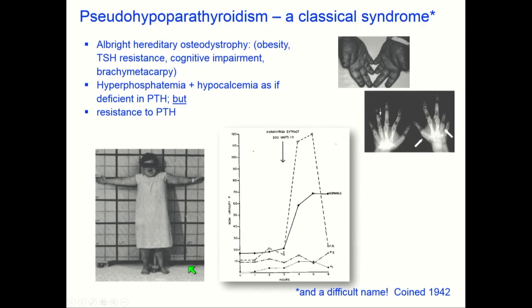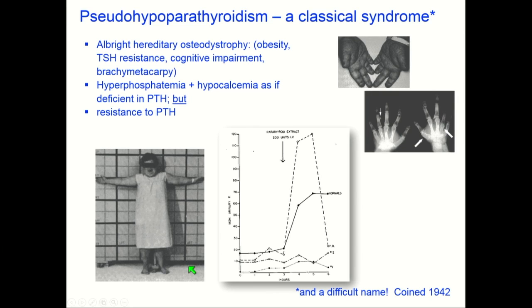Firstly, pseudohypoparathyroidism, PHP, is a classical imprinting disorder. It's a classic syndrome with classic features, a clinical description, and it was described in 1942 by Professor Albright. He was talking about children who had a particular set of features. Firstly, they had Albright hereditary osteodystrophy, so they had particular bony malformations. They have shortened fingers, short metacarpals, and they have resistance to thyroid-stimulating hormone.